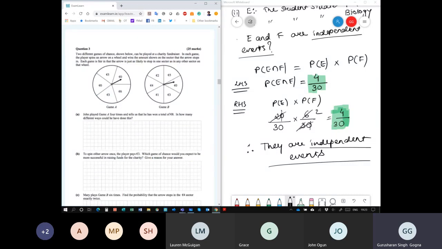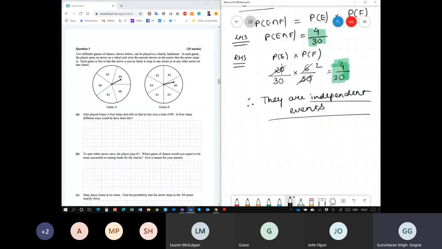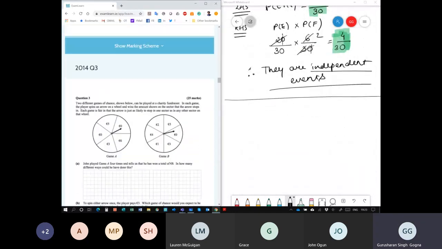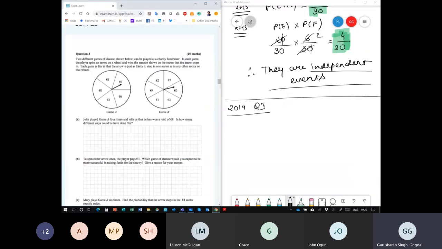Now this is the question which we need to do, and it's very common in the exam. This is 2014, question number 3. So how will you do this type of question, and what's the idea behind that?